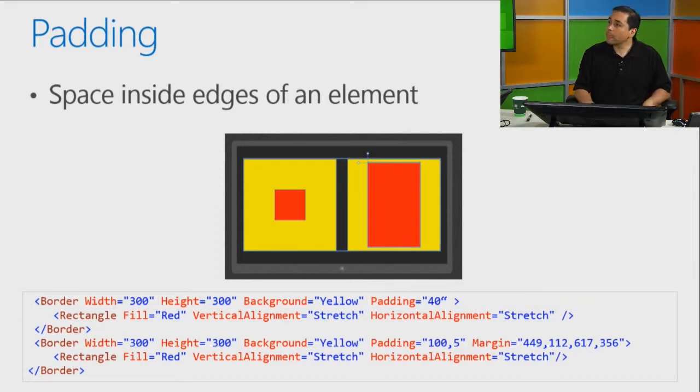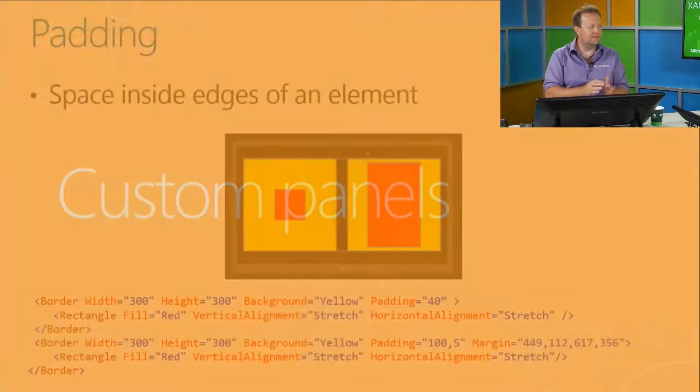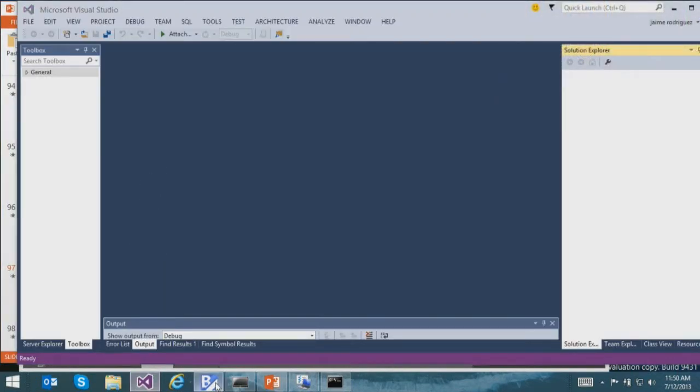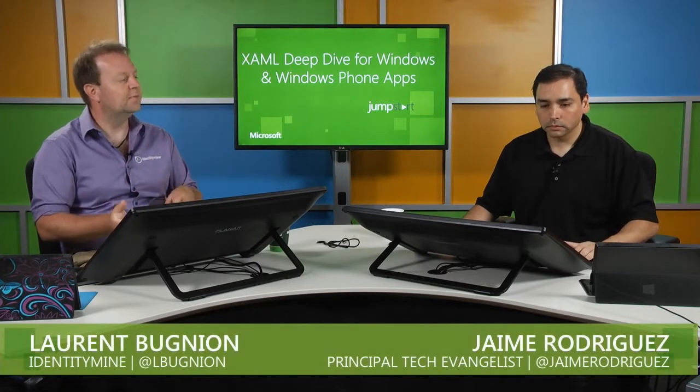And only certain elements have padding. So here we have a border, which is not a panel, so don't get confused. It can have only one child, but it's a container, right? So here you can set padding. You can set padding on a button, which is going to influence the way that the content of the button is rendered, but not every element. Every element has margin, but not every element has padding.